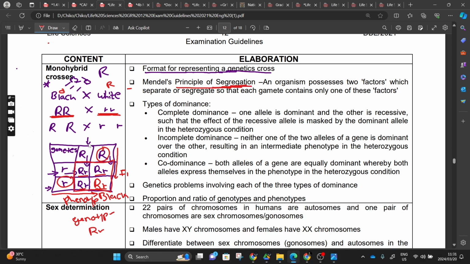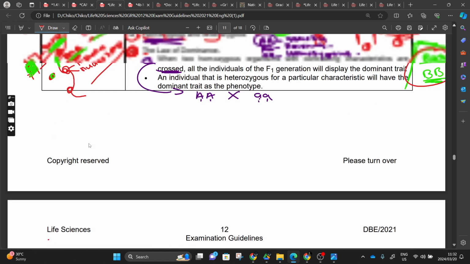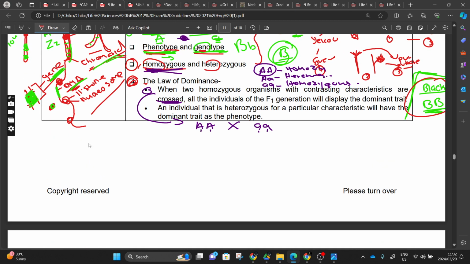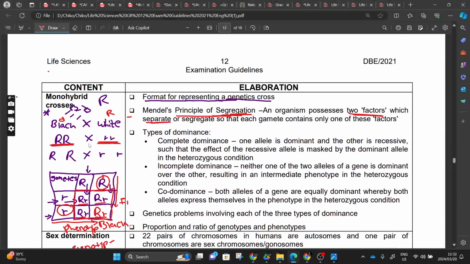When we see the principle of segregation, we are going to see separate two factors. These are the key words in segregation. Same as dominance. Here you can see they only concentrated on these two principles. And then the law of dominance, we are going to see that the one is going to be dominant over the other. Those two factors. And then in segregation, those two factors are going to be separated so that the gametes will contain only one of these factors.